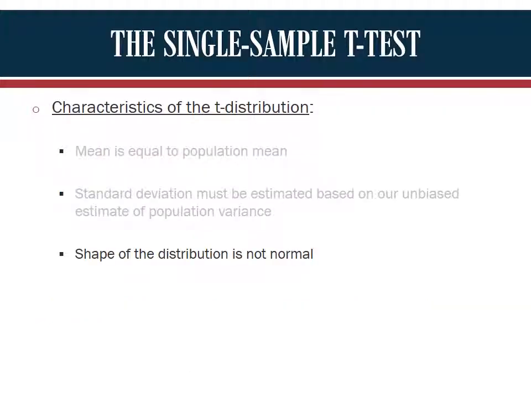Okay, that brings us to our third characteristic of the t-distribution, and the last thing we'll talk about in this video lecture. We know that the mean of the t-distribution is equal to the population mean. We know that the standard deviation of the t-distribution has to be estimated. It's the estimated standard error. Now that we know all of that, we're ready to talk about the shape of the t-distribution in a little more detail.